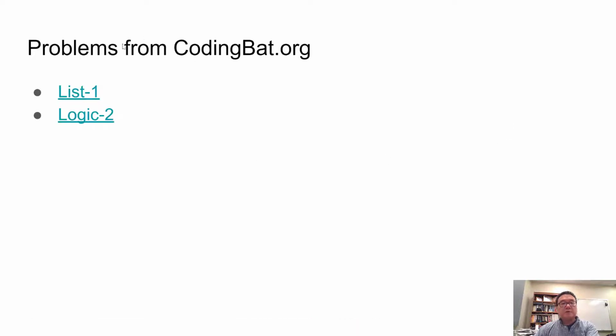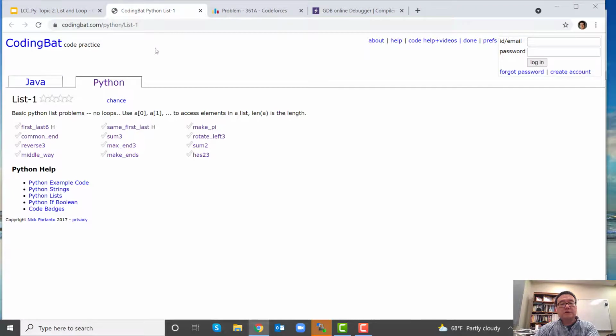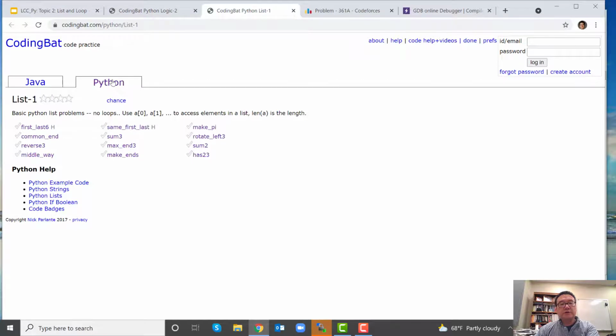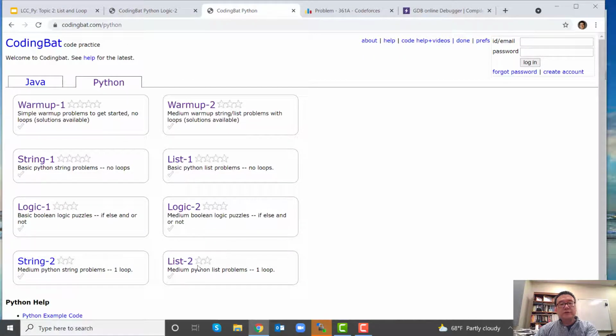For this topic, the related problems from CodingBat: I pick these two groups. List one deals with the basics of a list, so that's very relevant, and also logic two. Logic two is not directly related, but I think this logical practice is helpful. List two will be more related, but I'll leave that toward topic four.